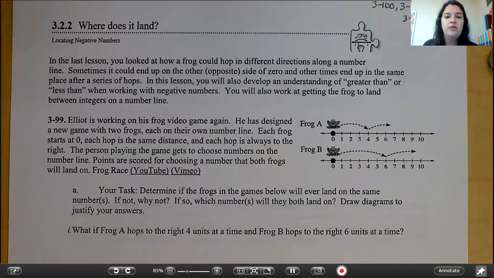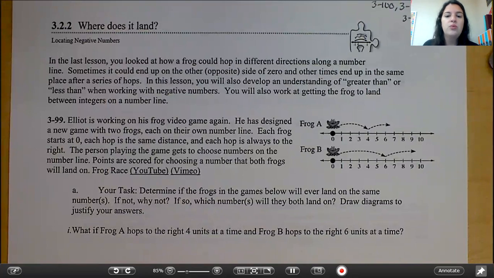In this lesson, you will also develop an understanding of greater than or less than when working with negative numbers. You will also work at getting the frog to land between integers on a number line. So we're going to start with problem 3-100.